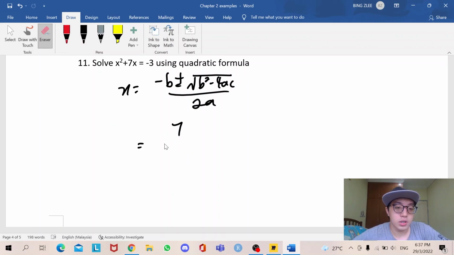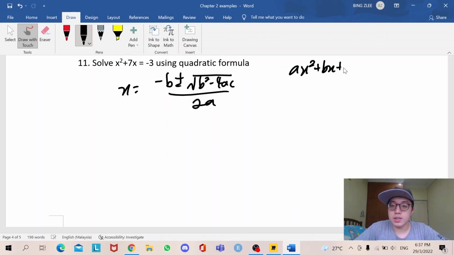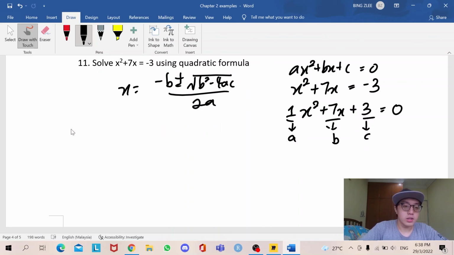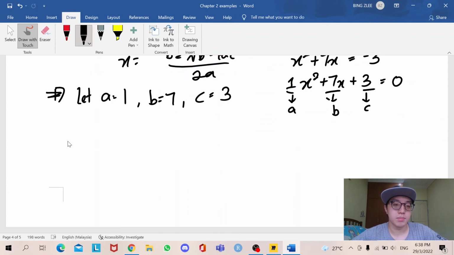First thing, you need to make sure the equation is in the form of ax squared plus bx plus c is equals to 0. So from here, x squared plus 7x is equals to negative 3. Then we will bring the negative 3 to the left side, is equals to 0. And this will be a, which is 1. This will be b. And this will be c. So you will need to let a is equals to 1, b is equals to 7, and c is equals to 3. This is very important because the examiner might penalize you if you don't write this out.